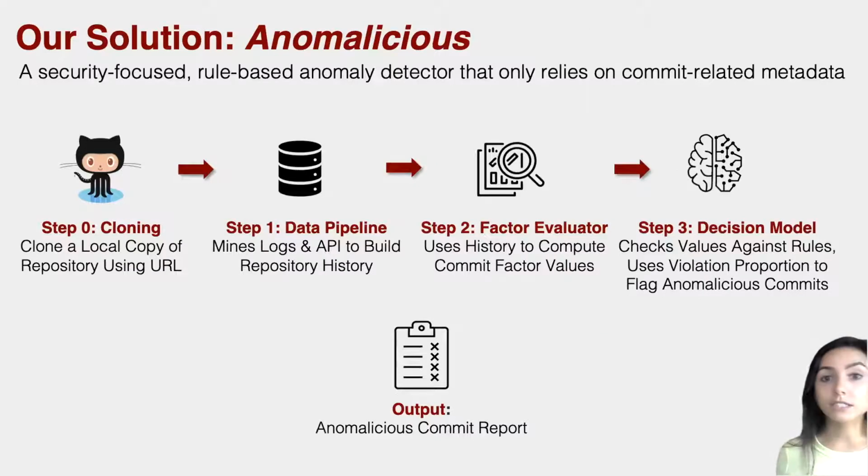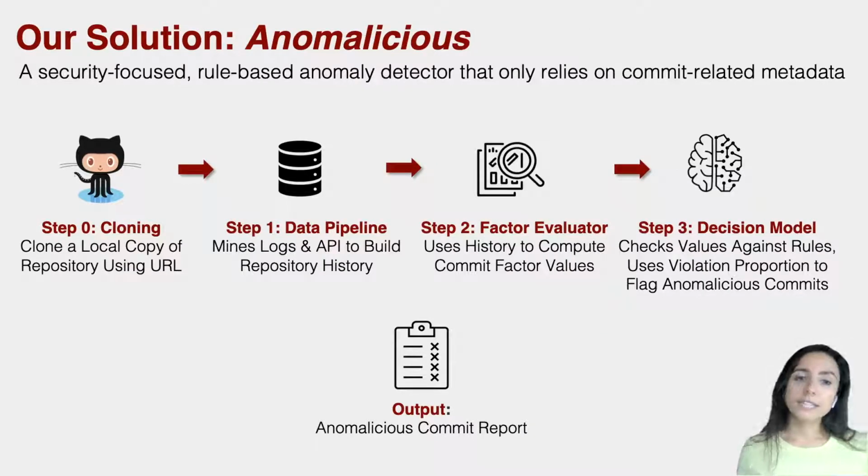And our solution was Anomalicious. The process is that a local copy of the repository is retrieved, and a data pipeline mines the logs and uses the GitHub API to build a history of the repositories. Then that data is fed into what we call a factor evaluator. The values of these factors are then given to a decision model, which checks those values against a set of rules and uses a violation proportion to flag commits that it finds to be anomalicious.